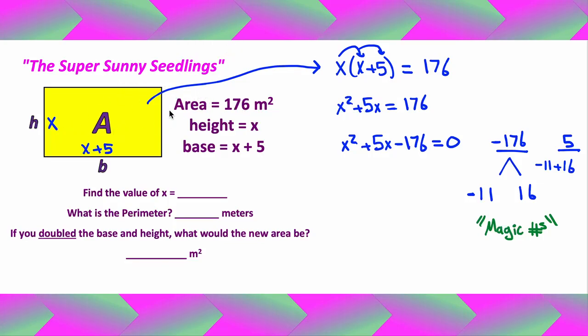Okay, here we go. So the area of this rectangular solid is 176 square meters. The height is x and the base is x plus 5. How can we find the value of x?